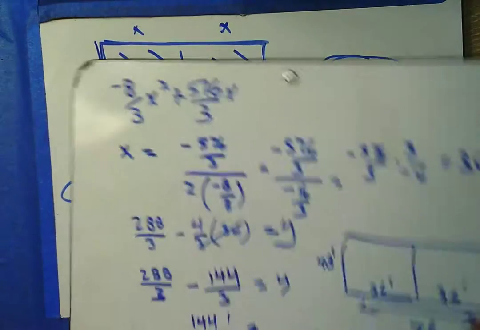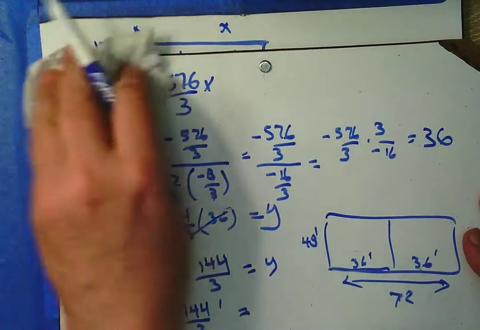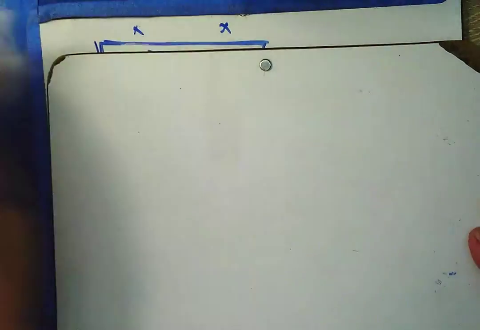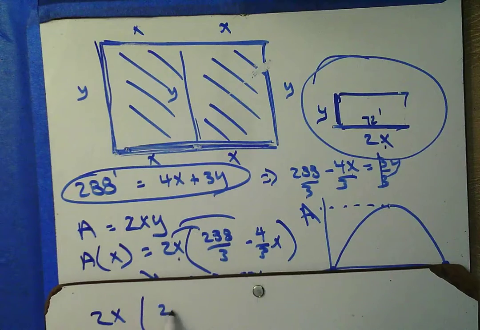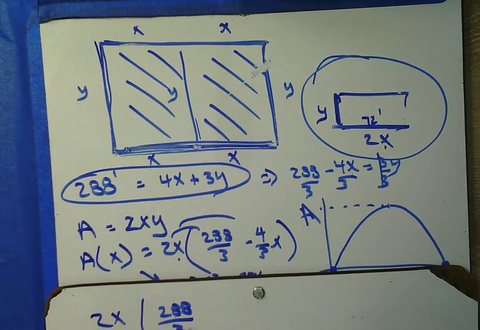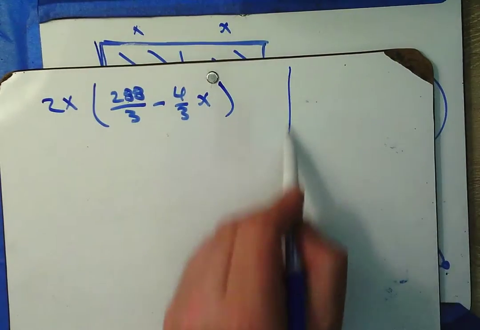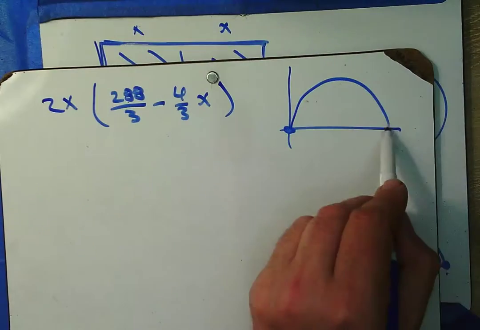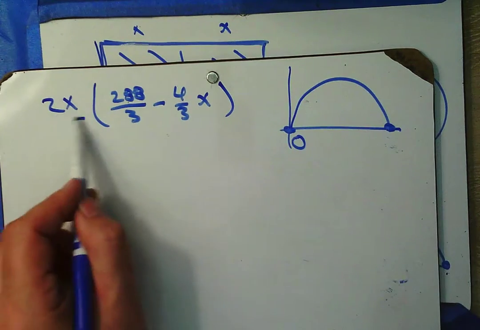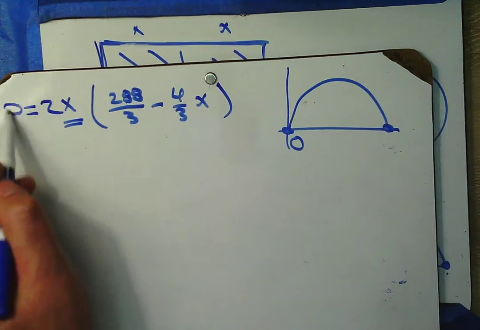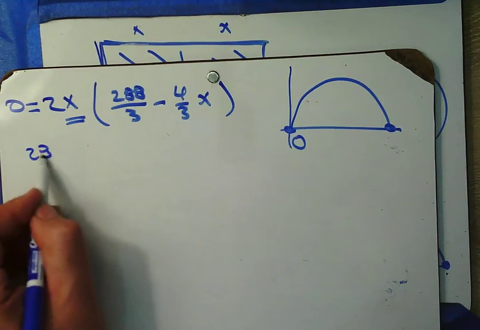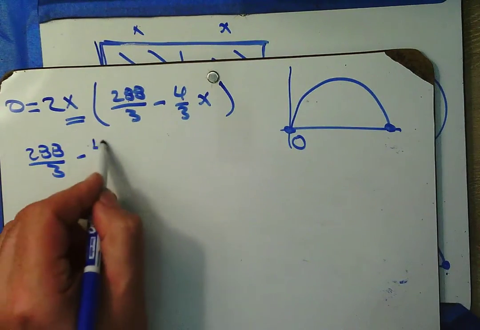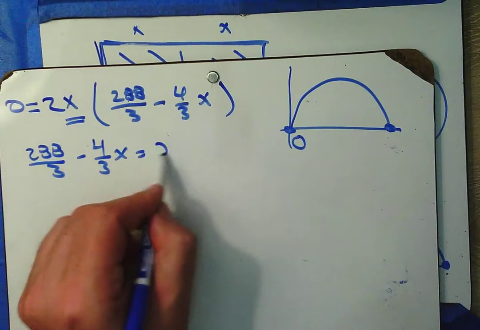Oh, wait, I wanted to go back and do this one not with minus b over 2a, but from the factored form. I wanted to use this form, 2x times 288 over 3 minus 4/3 x. Okay, so we know that this is a down-pointing parabola, and we know this is at 0 because of this. But what about this one? We have to set this factor equal to 0.